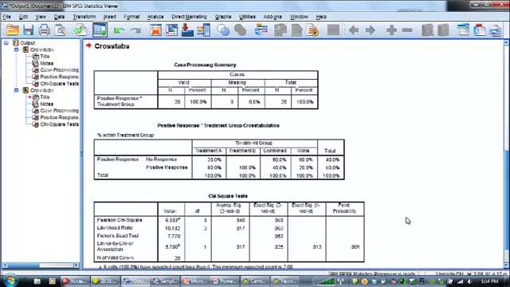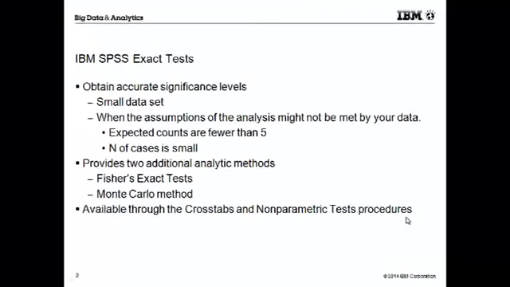In this example, we demonstrated the importance of obtaining exact results when the assumptions of the analysis are not met. In this situation, there was not enough data to populate the tables. When using ExactTests, the exact significance is always reliable, regardless of the distribution, sparseness, or balance of the data.